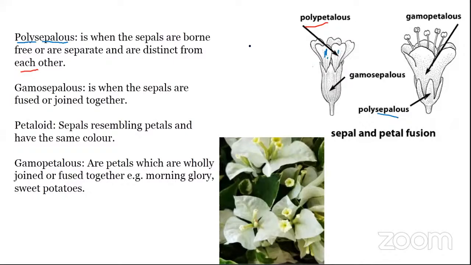Okay. But then there are some others that can be fused, like for example, in a hibiscus flower, its sepals are fused at the bottom and only slightly free above. That is gamosepals. And for example, another one is in the morning glory. In morning glory, you find that this is how the petals are. They are fused at the bottom and only slightly free above. That's gamopetalous. Okay. I hope that is very clear.